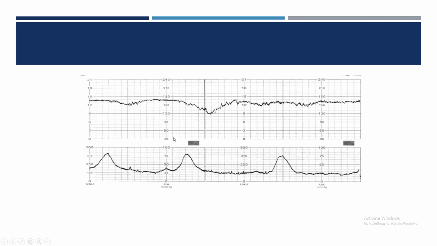So again, contractions, you can see here: 1, 2, 3. This is the total 10 minutes. So 2 contractions. There are two contractions in 10 minutes. Ma'am, is this a 30 minute CTG?